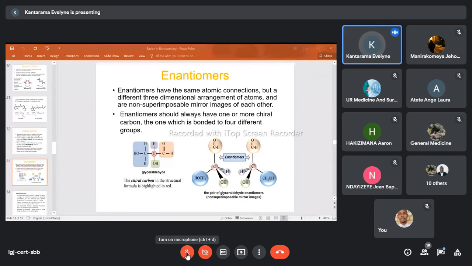When the one is a mirror image of the other, that cannot be superimposable, they are enantiomers. If you find it is an image which is superimposable, they are called stereoisomers. Okay. A question? No question. Now functional groups.